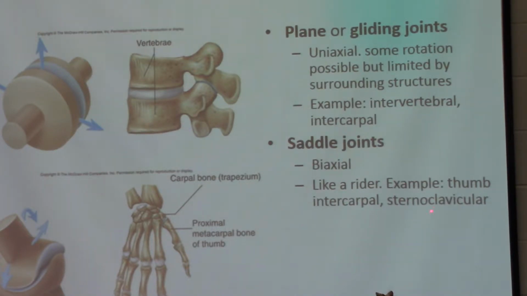So again, the example in this case is the thumb intercarpal. Actually, you can move your thumb left and right and up and down as well, but you cannot really rotate it freely around its axis. At least I cannot. So others probably can.